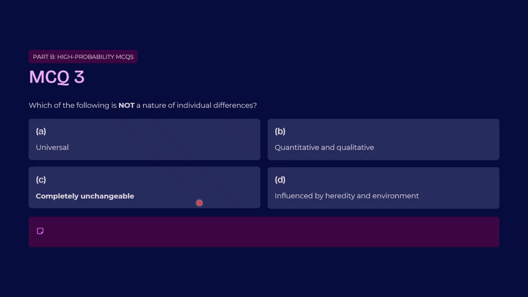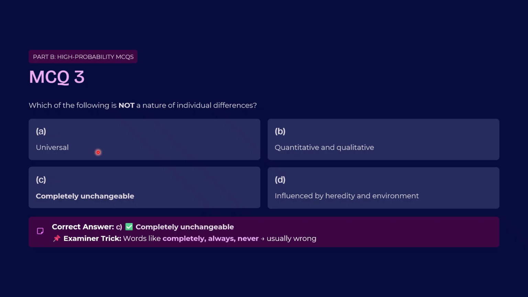Individual differences can change over time through education, training, practice, and experience. Therefore, they are not completely fixed. Let's see why the other options are incorrect. First, A is universal. This is a true statement. Individual differences exist in every classroom and among all learners. No two learners are exactly alike.